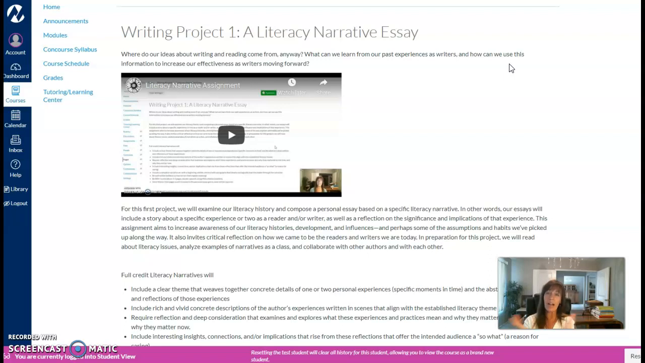We're just going to write it out as a scene, as if we're writing a fictional story. And we're going to describe the setting so our reader can imagine our setting in their mind, and we're going to describe the people and the action and all of that, and maybe how we felt in that moment.